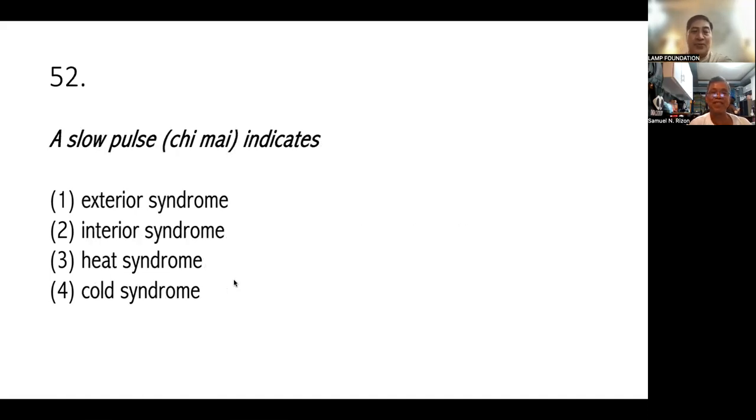Okay, number 52. Slow pulse indicates, actually, it's a cold syndrome. So I could not say it's an exterior syndrome, because exterior syndrome is supposed to be floating. That could be floating rapid, or floating tight for wind cold. Now, interior syndrome also, the pulse should be deep, and the heat syndrome, the pulse should be rapid. So the answer should be number 4, cold syndrome.